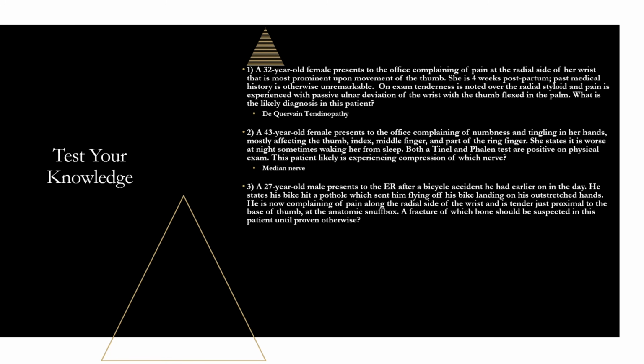Question 3, a 27-year-old male presents to the ER after a bicycle accident he had earlier on in the day. He states his bike hit a pothole, which sent him flying off his bike, landing on his outstretched hands. He's now complaining of pain along the radial side of the wrist, which is tender just proximal to the base of the thumb at the anatomic snuff box. Fracture of which bone should be suspected in this patient until proven otherwise? So we know that is 100% the scaphoid. So it's a simple one, scaphoid or navicular fracture.